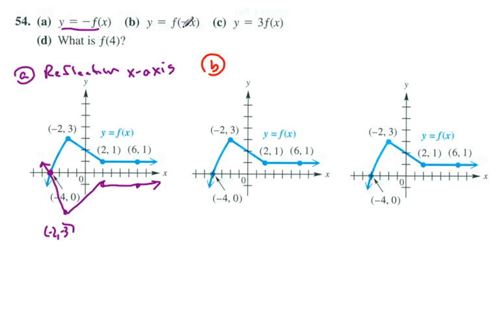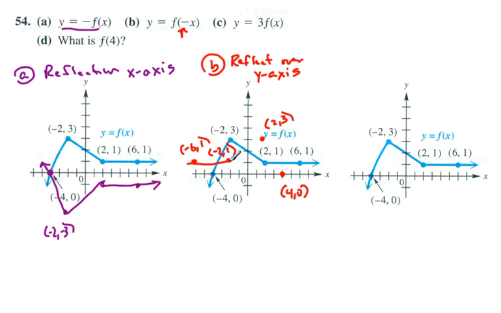In B, we've got the negative on the inside, so that's going to be a reflection over the y-axis. So now this negative 4, 0 ends up at 4, 0. Our negative 2, 3 ends up at 2, 3. Our 2, 1 goes back over here to negative 2, 1. And our 6, 1 all the way to negative 6, 1. And here we go, like that. And there we go. We can see that reflection over the y-axis.